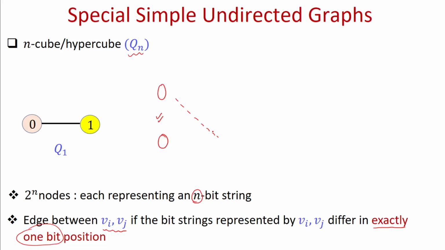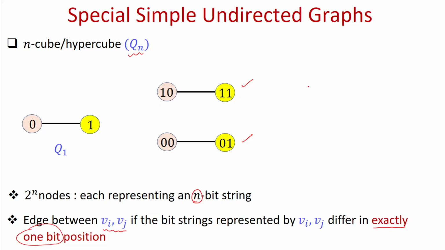So let me go back and try to understand what exactly is the relationship between Q2 and Q1. How exactly can I interpret Q2 or relate Q2 with the graph Q1? The way I can construct the graph Q2 is as follows. I take 2 copies of the graph Q1. This is your first copy and this is the second copy. In the first copy, I add the bit 1 at the beginning of all the bit strings represented by the nodes in the copy of Q1.